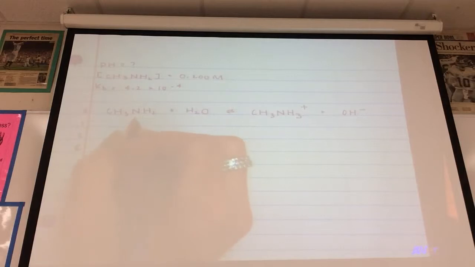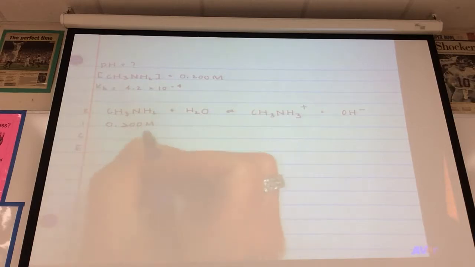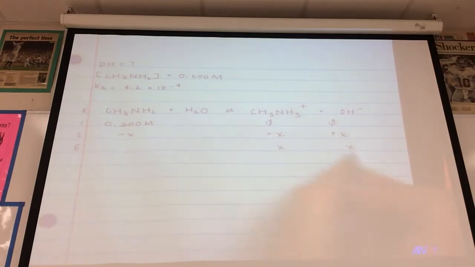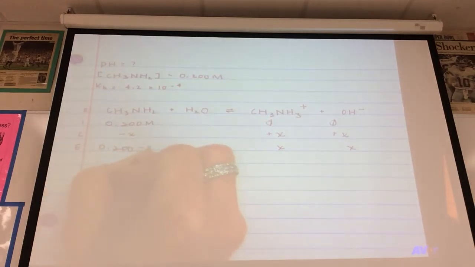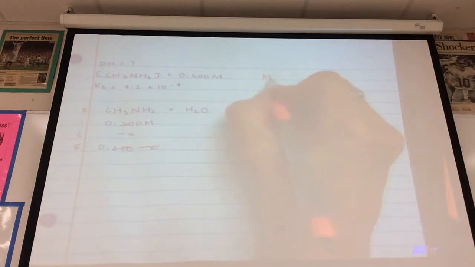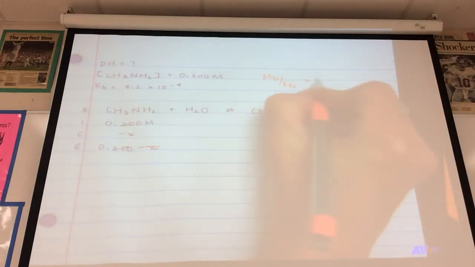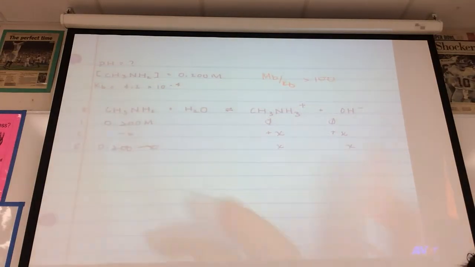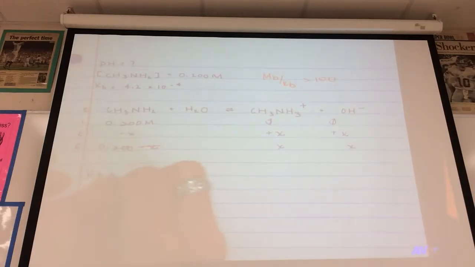What's the initial concentration of methylamine? 0.2. So we subtract, we add, and again, the 5% rule is in effect. We're going to get rid of this. The molarity of the base over the Kb is greater than 100 here as well. Whenever you've got really wee Kbs, and this one's not that small, but it's small enough, you're good to go. So here's a Kb.